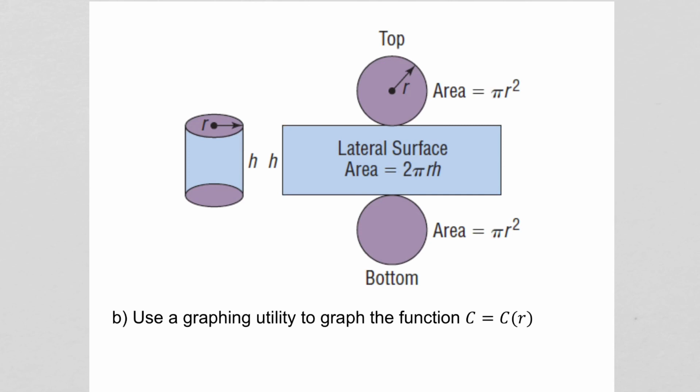Now, those areas you should know. The area of a circle would be pi r squared. The area of a rectangle is length times width. So the width here would be the height. And the length is the distance around the circle. Remember the distance around the circle? The circumference. So the length is 2 pi r. So that's how we got that the area of the rectangle is 2 pi r h.